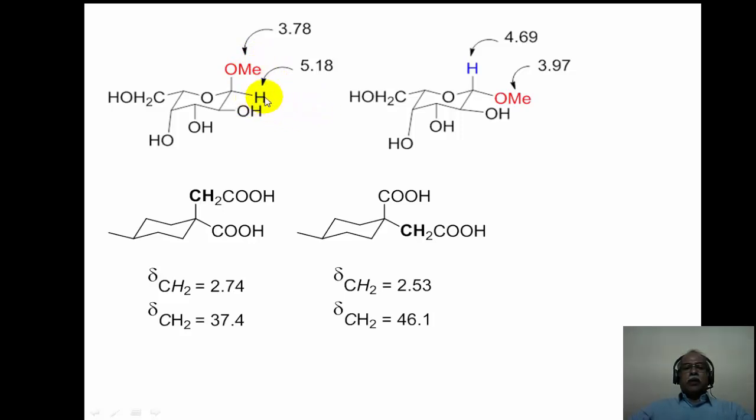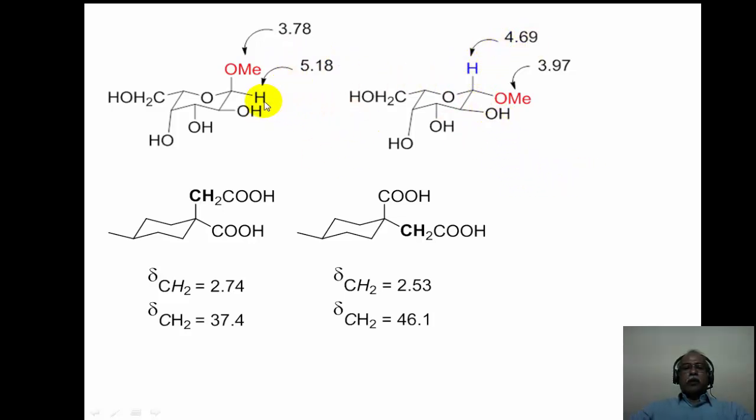If you look at this particular hydrogen, this is the anomeric hydrogen. When the methoxy is in the axial position, the anomeric hydrogen is in the equatorial position. Similarly, when the methoxy is in the equatorial position, the anomeric hydrogen will be in the axial position in the chair form of the 6-membered ring, which is the sugar ring, a pyranose ring, shown here. We can very clearly see that the hydrogen in the equatorial position comes at a higher delta value of 5.18, compared to the hydrogen in the axial position, which comes around 4.69.